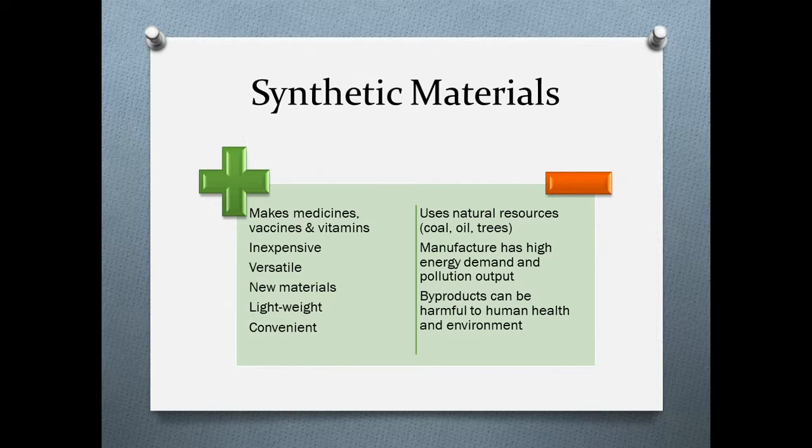Also, the manufacture of synthetic materials uses a lot of energy and often involves a lot of pollution too. The byproducts or the other things made in the process of these chemical reactions can often be harmful to human health and the environment. So in particular, we're thinking about pollutants in the air or industrial waste that's put into water. So all those things would be drawbacks of using synthetic materials.